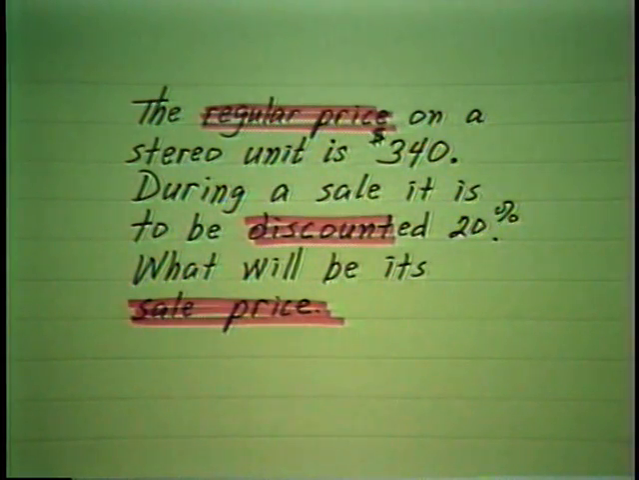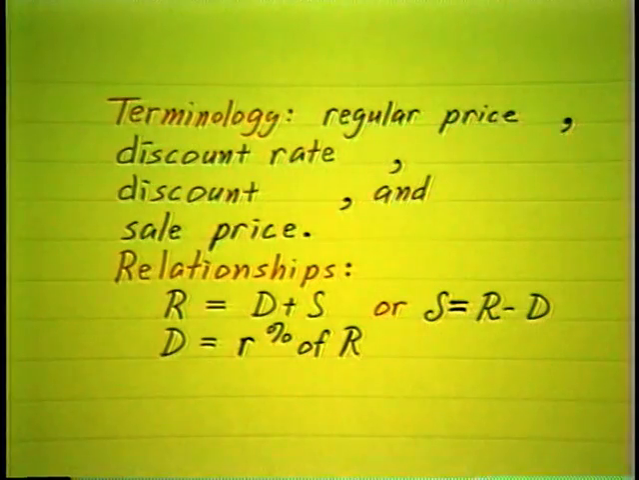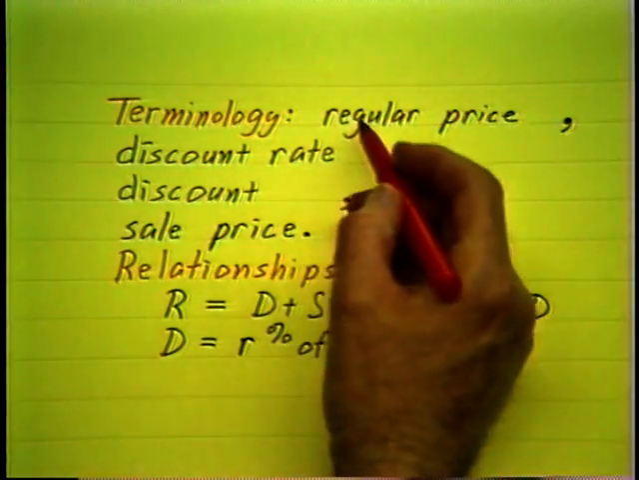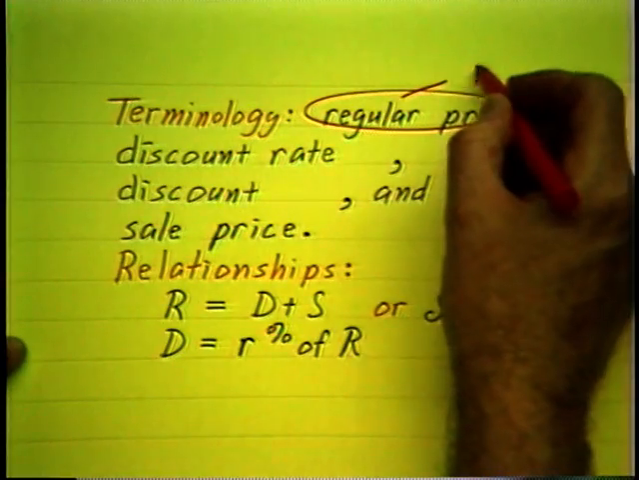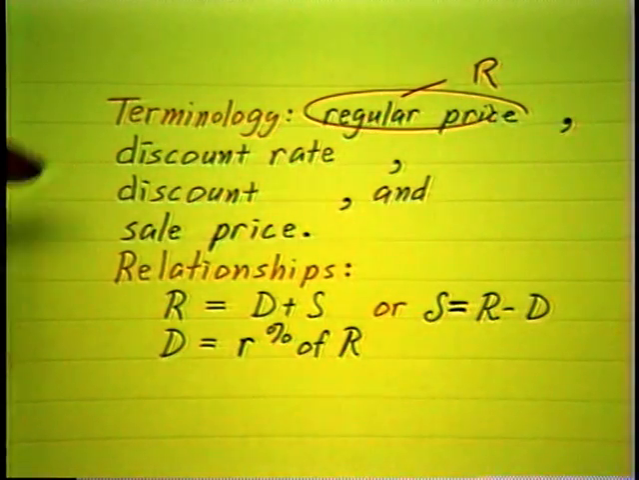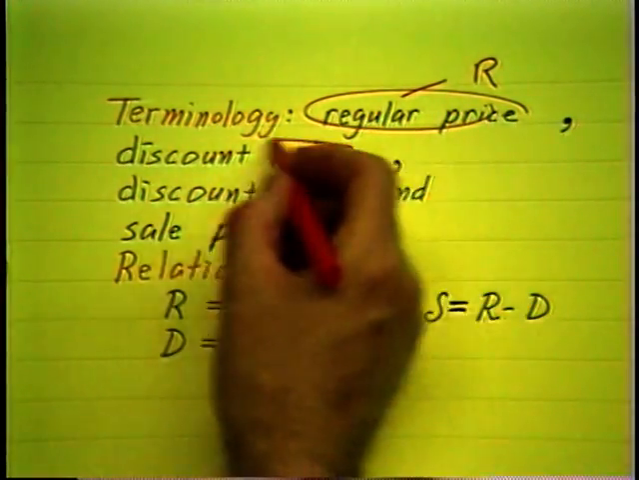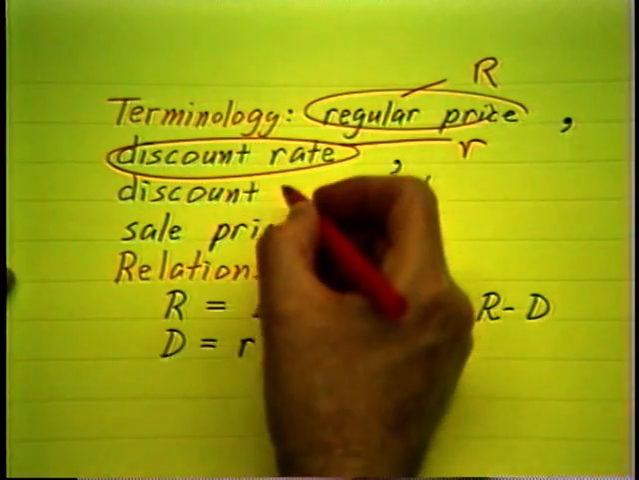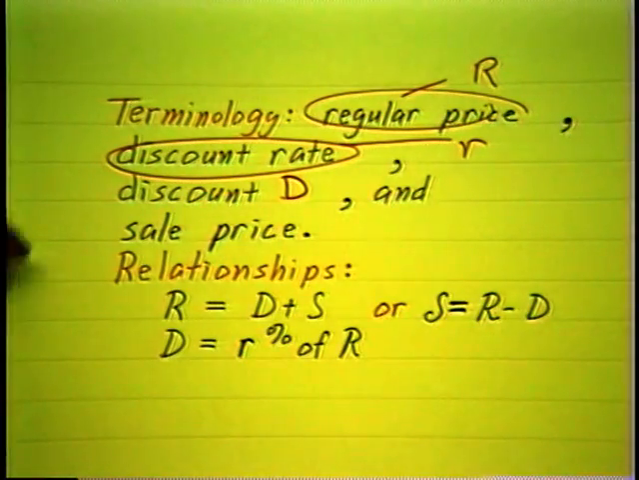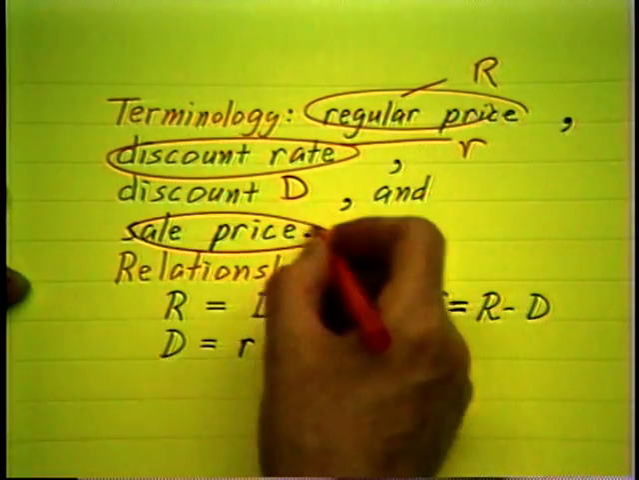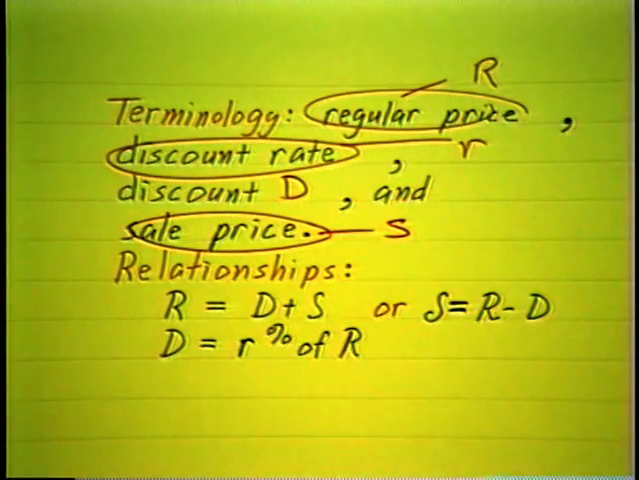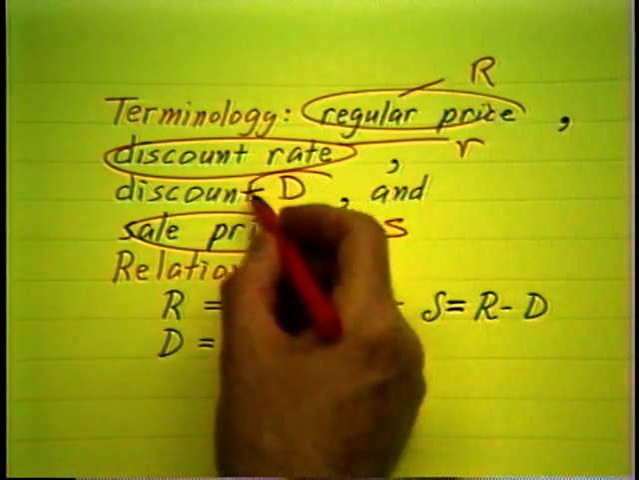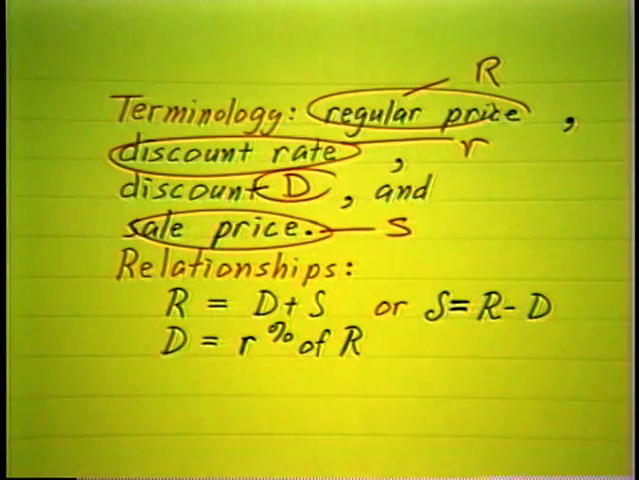That's not a math question. Those are business questions. Now in this easy problem, we'll presume you know what those are already. But for the regular price, let's use the letter R. The discount rate, let's use small r. The discount itself, let's use D. And the sale price, let's use S. What letter you use is really up to you or your employer or your teacher.